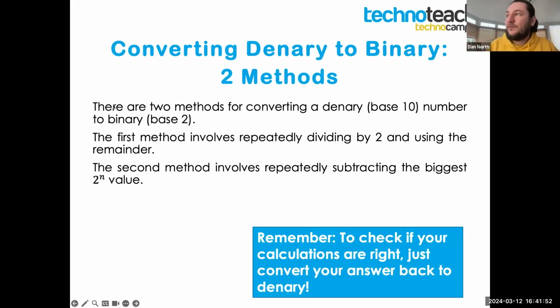The first method is repeatedly dividing by 2, and we use the remainder to get our value. The second method involves repeatedly subtracting the biggest 2 to the n value that you can from the number. And remember, to check that our calculations are right, we just convert our answer back into denary, okay? We've just done that. It's super easy to convert from binary to decimal. So to double check your answer, just convert it back the other way and make sure you get the same number.